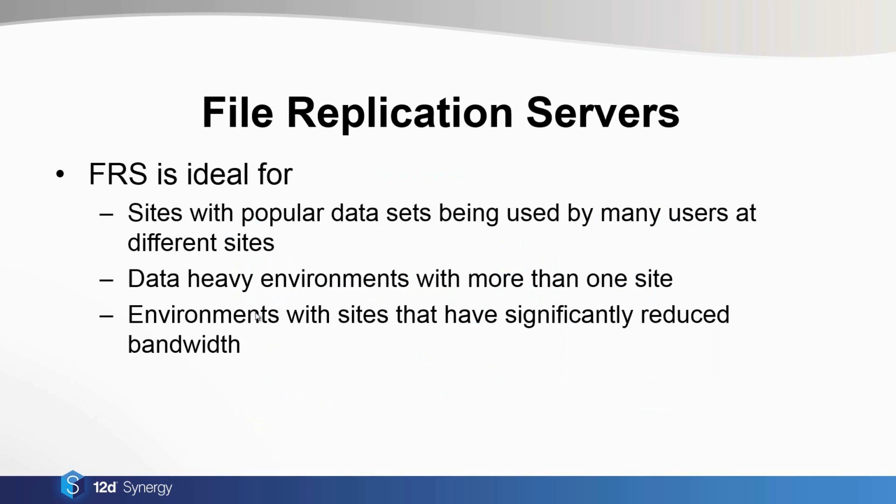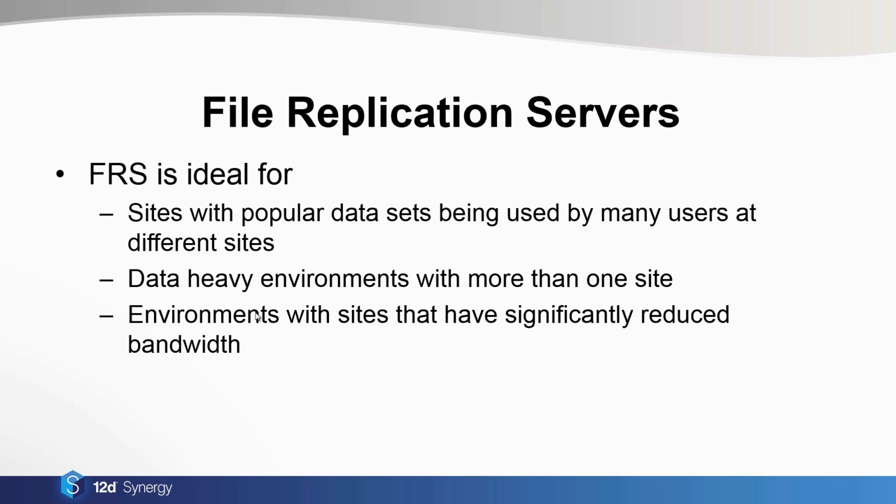The FRS is really ideal for sites with popular datasets that are being used by many users at different sites. So rather than making them all wait for it to be downloaded the first time they open it, you can push it out to the local network to make it much faster. It's great for data-heavy environments with more than one site. So if you've got really large ECWs and you don't want people to pull those down all the time, you can have those pre-populated onto the remote office FRS.